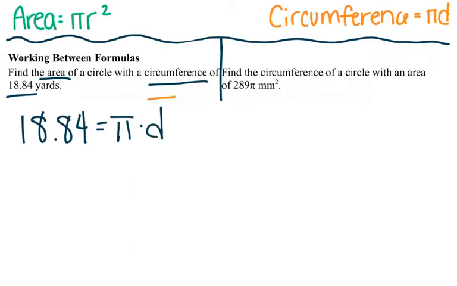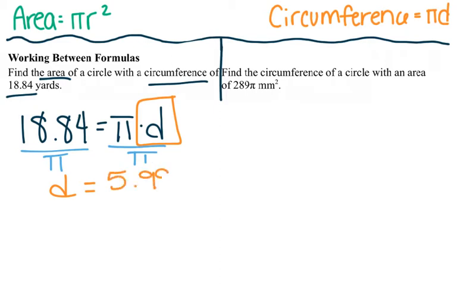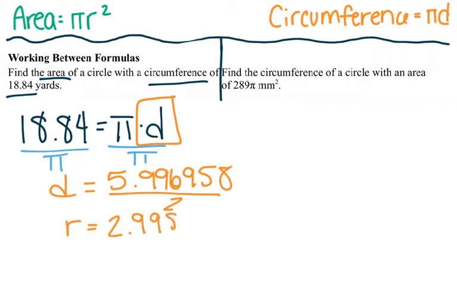So notice the only variable is d, so that's what I'm going to solve for. I'm going to get rid of pi by dividing by pi on both sides. So I find that my diameter is, I'm just going to use a lot of decimals. Alright, so in order to use the area formula, I have to know the radius. So I'm going to divide this by 2 to find that my radius is 2.998479. It keeps on going.